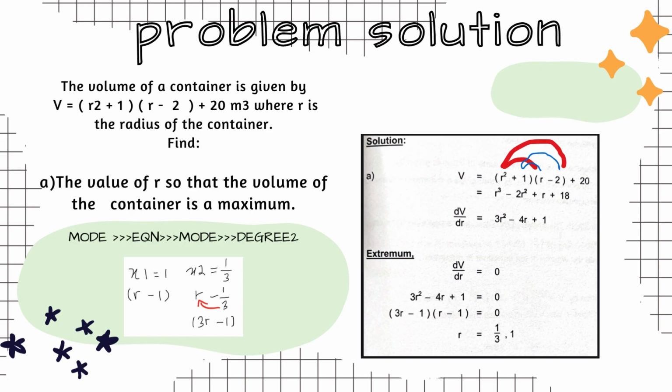Next, to find the maximum, we need to set dV/dr equal to 0. Replace the dV/dr with the answer that we got earlier and set it equal to 0 to find the value of r. So, the equation now is equal to 0.